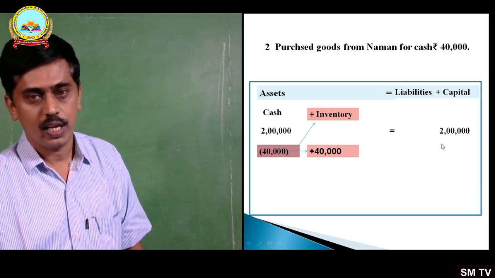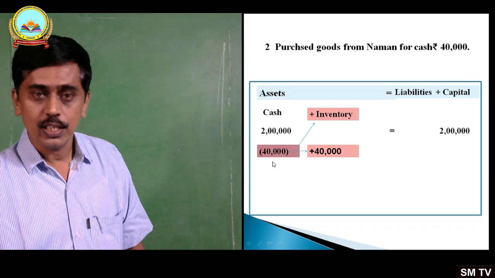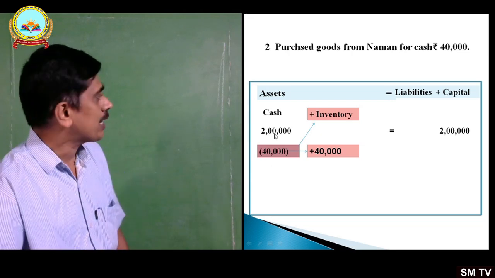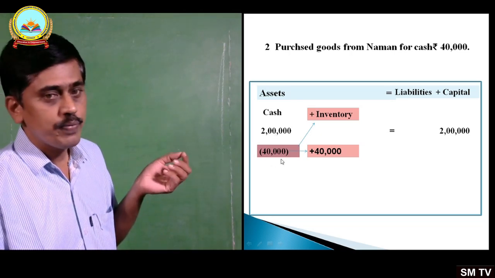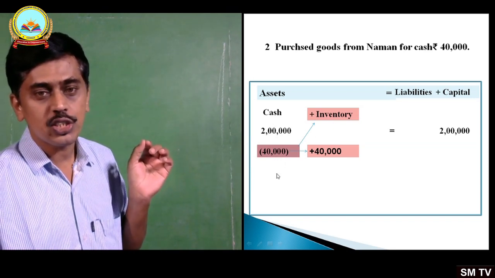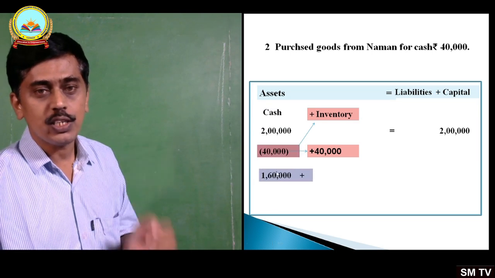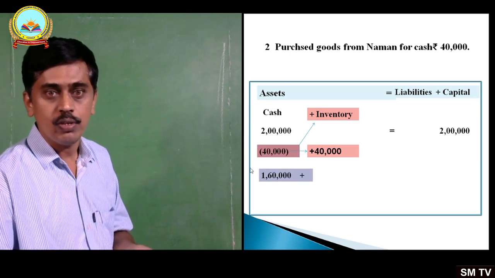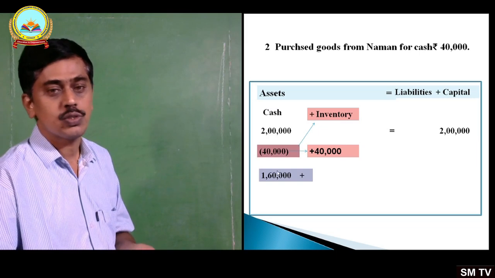No change in the liability side. Now let's see the effect. Earlier it was 2 lakh rupees. Now 40,000 spent for purchase of goods. How much remaining cash? It is 1,60,000. 2 lakh was there, 40,000 he pays here. So how much is left?